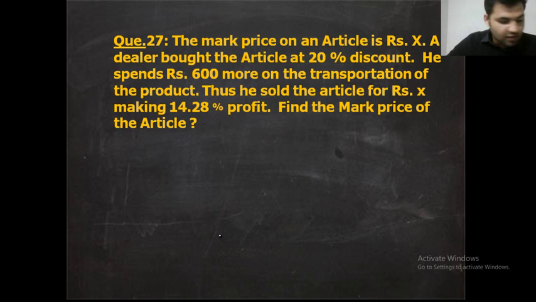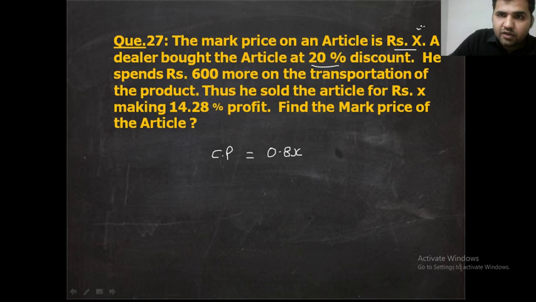So Ajaypal has given the answer as 8000. Okay, let's see what is the right answer. The mark price of an article is rupees X, right? A dealer bought the article at 20% discount. Now, what is the meaning of this statement? If dealer is purchasing at 20% discount, that means he is purchasing at 80% of X. That means the cost price for the dealer would be 0.8X, right? Because he is purchasing at 20% discount and the mark price is given as X. So the cost price at which the dealer is purchasing the product would be 80% of X, that is 0.8 of X.